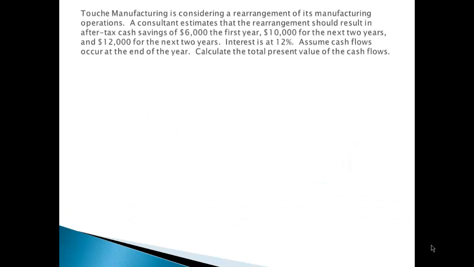Problem 5 states that Touche Manufacturing is considering a rearrangement of its manufacturing operations. A consultant estimates that the rearrangement should result in after-tax cash savings of $6,000 the first year, $10,000 for the next 2 years, and $12,000 for the following 2 years. Interest is at 12%. Assume cash flows occur at the end of the year. Calculate the total present value of the cash flows.